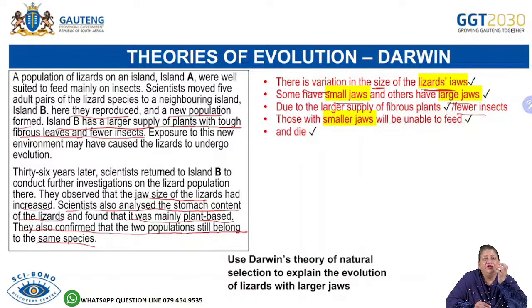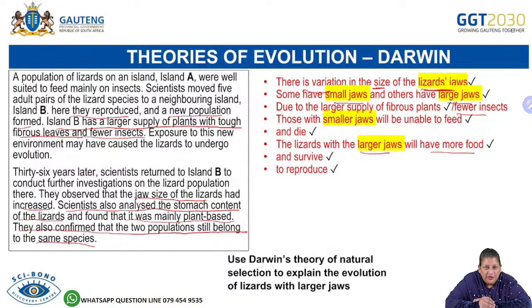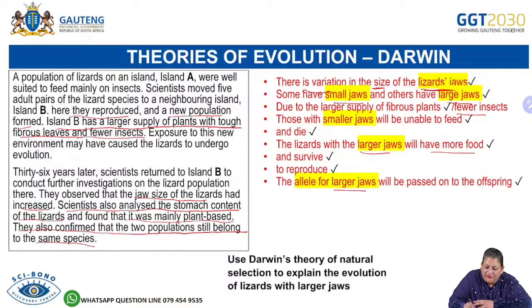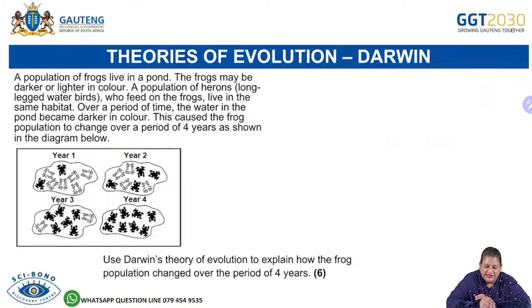Okay? And then those, remember the variation, those with the large jaws were able to feed on the fibrous plants. The lizards with the larger jaws will have more food because now they can eat the tough, fibrous, long, big plants. And they survived. And therefore they were able to reproduce. And the allele for larger jaws was passed on to the offspring. And the next generation will have a higher proportion of lizards with larger jaws. So the larger jaws was a characteristic that was naturally selected.